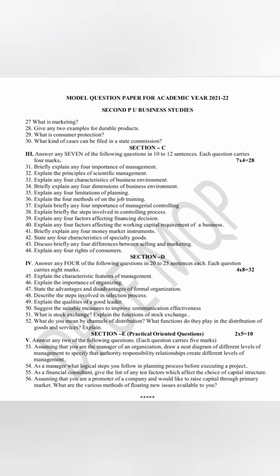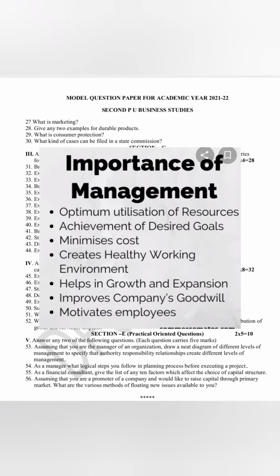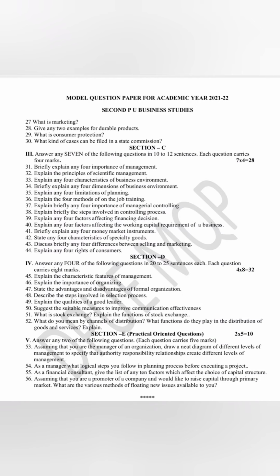Now we'll move on to section C, which is very important. Briefly explain four importance of management. The four importance of management are optimum utilization of resources, where efficient management reduces wastage and creates a healthy environment. Effective management increases the value of the company, motivates the employees, minimizes cost, and helps in the accomplishment of the desired goal. So these all are the importance of management.